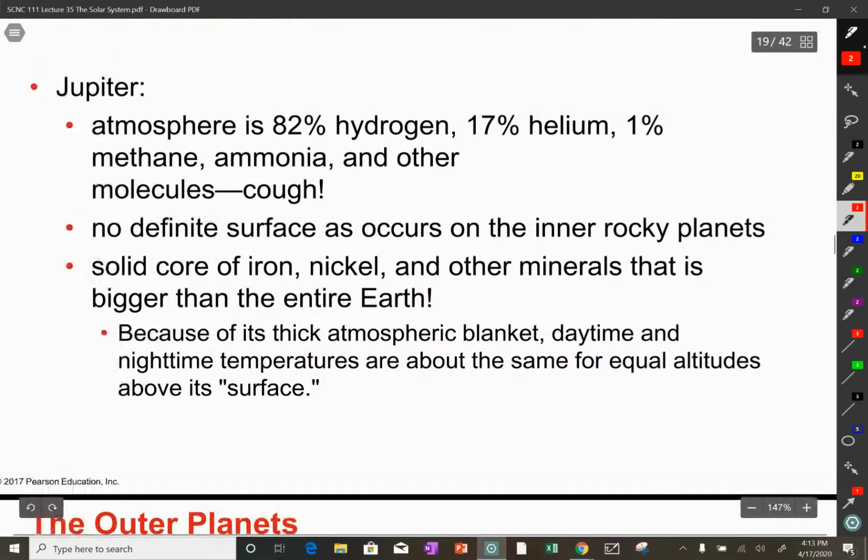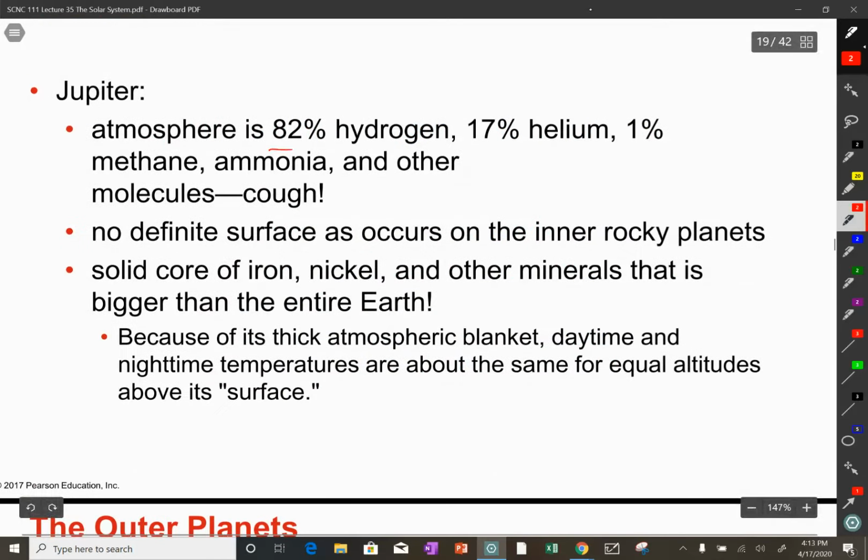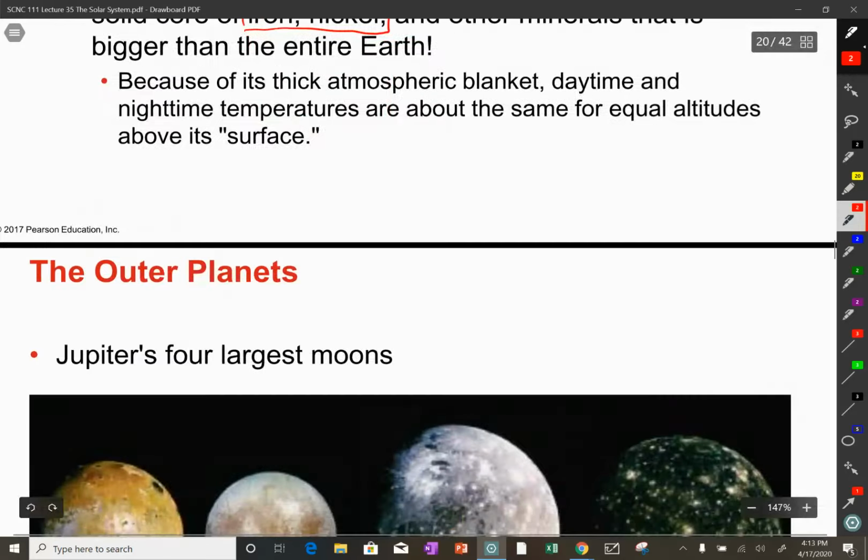So its atmosphere is about 82% hydrogen, 17% helium, 1% methane. Obviously, we can't breathe this and survive. It has no definite surface because it's just gas that gets thicker and thicker. But it does have that solid core. Just like Earth's, we believe it's primarily iron and nickel, and it's bigger than the entire Earth. So we tend to think of these gas giants as just being gas, but no, they're gas, then liquid, and then a solid that's bigger than the Earth. Because of its heavy atmosphere, temperatures are uniform throughout.